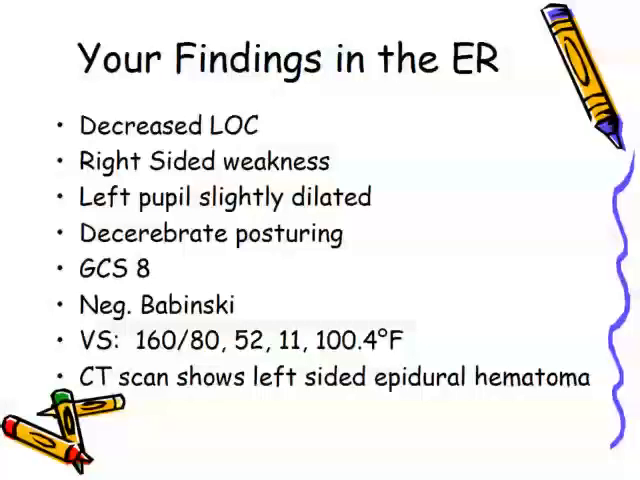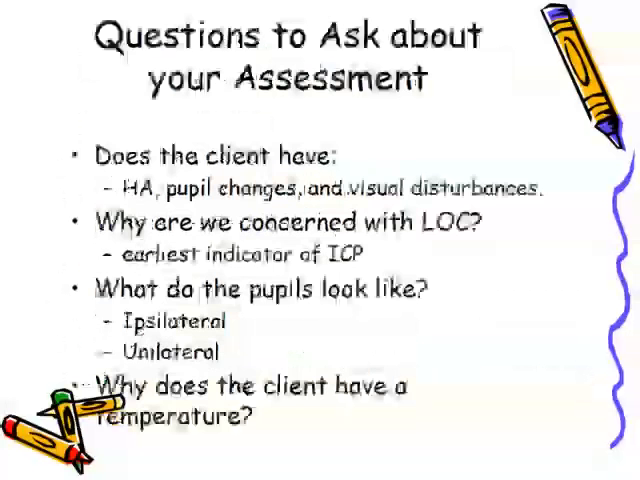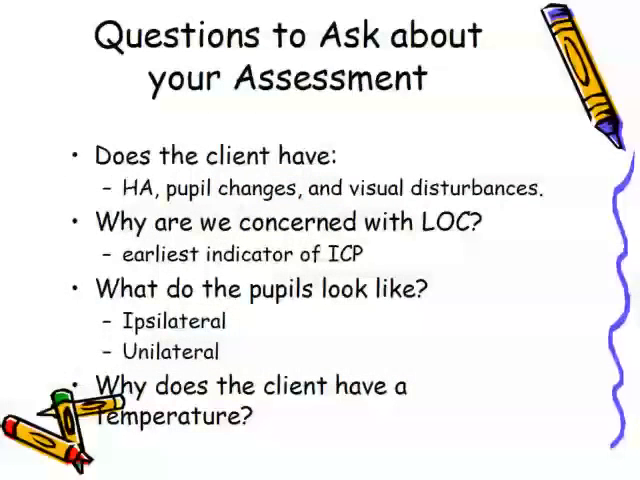So the reason you're starting to see pupil changes is due to pressure within the brain on that third cranial nerve. So remember, that's going to be the one that regulates response to light with the pupil and those types of things. So some questions that need to be asked is, does that patient have headache if that patient is alert, pupil changes, visual disturbances? Our particular scenario, this patient would not be alert enough to be able to tell us if he had a headache or pain.